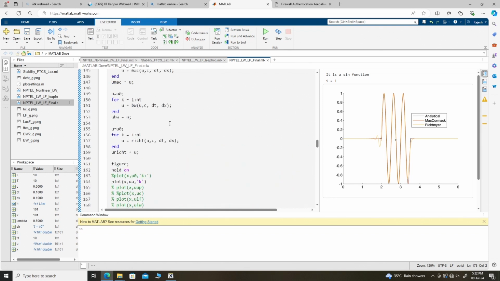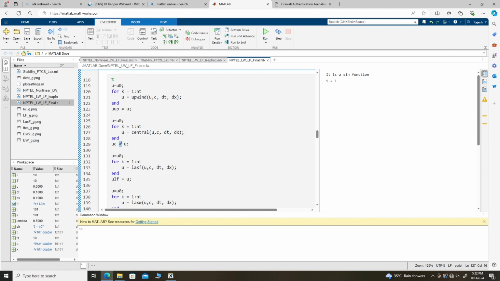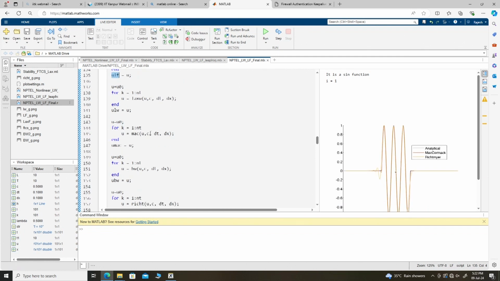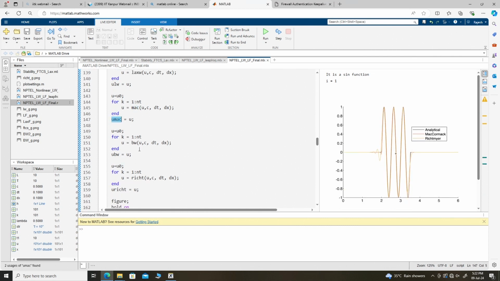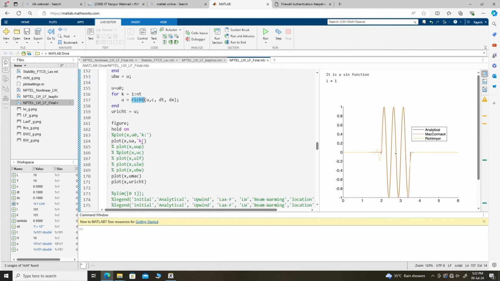So, here you can see that I am just calling all of these schemes and updating my value. My upwind is UUP, my central is UC, Lax-Friedrichs is ULF, Lax-Wendroff is ULW. So, I am calling all the functions and storing them in the variables. MacCormack is UMac, Beam-Warming is UBW, and Richtmyer is URicht. We also have the analytical solution.